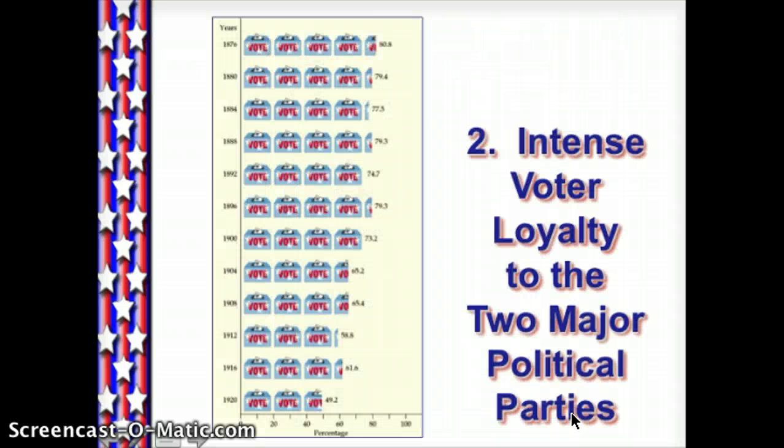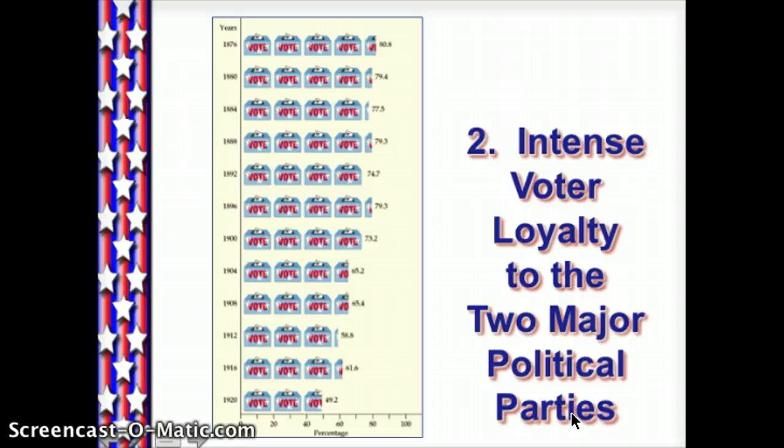So, if we take a look at the political participation during this period, we see that by examining this chart, there is a great deal of voter loyalty to the two major political parties. And partly that's the result of a settling of the political system, especially as more and more immigrants are beginning to settle into American society.